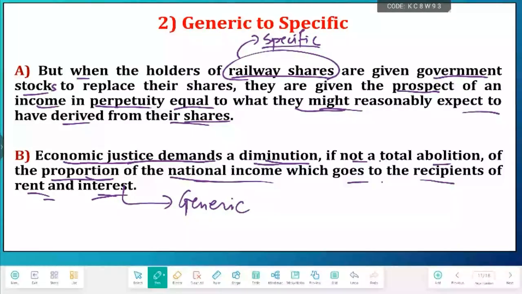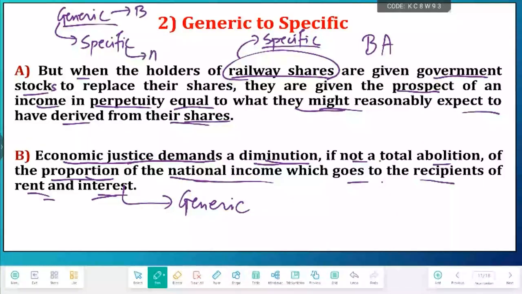The pair will be BA, because you have to keep in mind that generic statements will always come first and then your specific statements. I repeat it again, generic statements. I'll write here. Generic statements pehle aayenge, uske baad hi. Generic statement yahan par B hai aur specific statement yahan par A hai, B aur A ka humne pair banaya. I hope you are understanding.